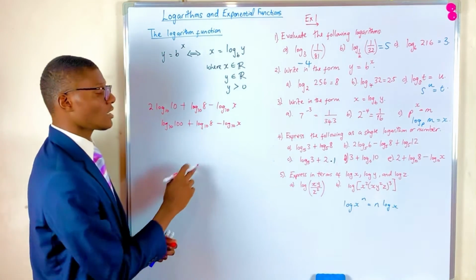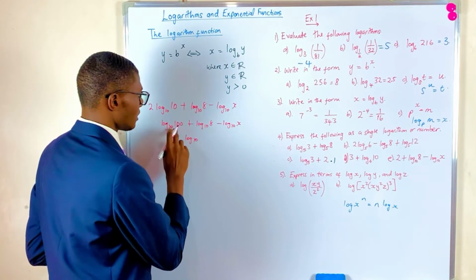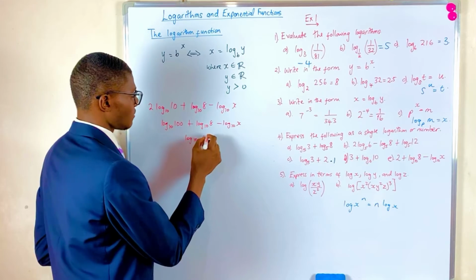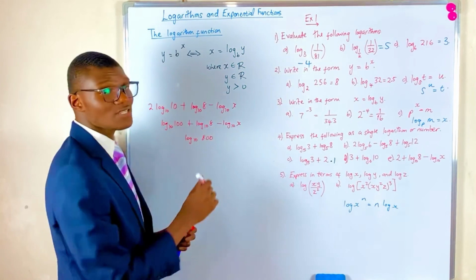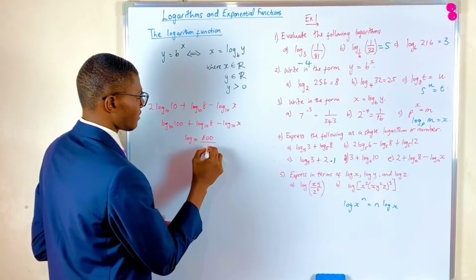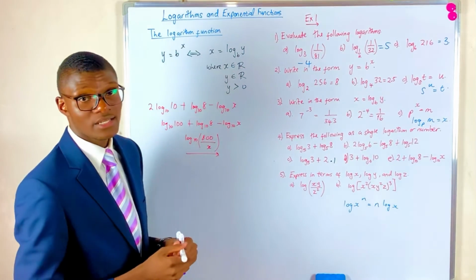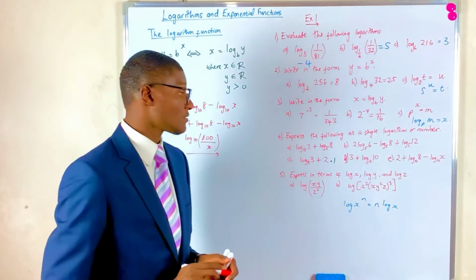So this being addition, we're multiplying, so we've got log to base 10 of 100 times 8, which is 800, and this being subtraction, which means we're dividing, right? So the final answer will be log to base 10 of 800 over x, right?